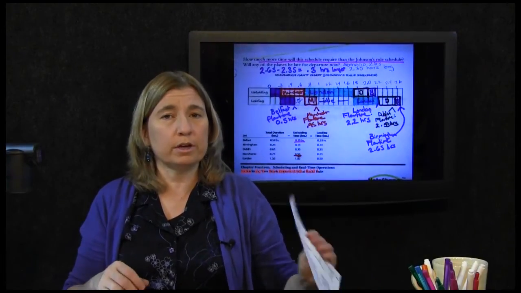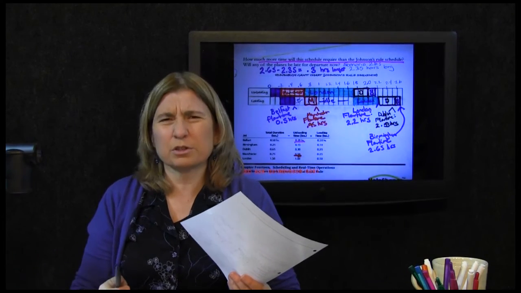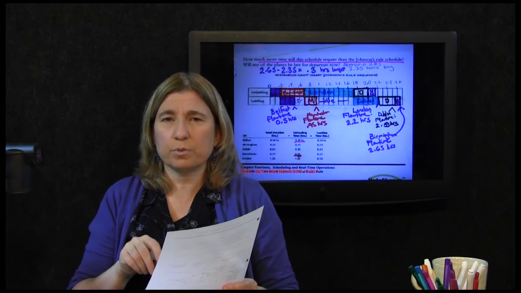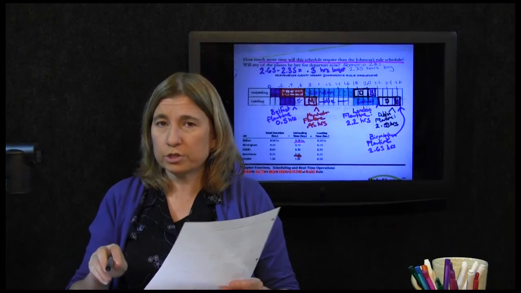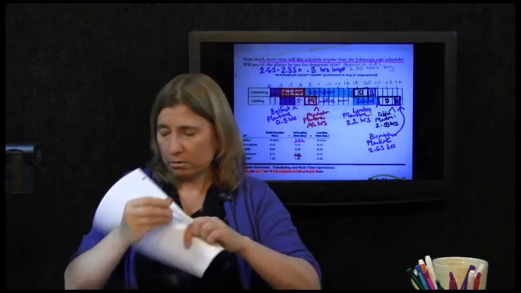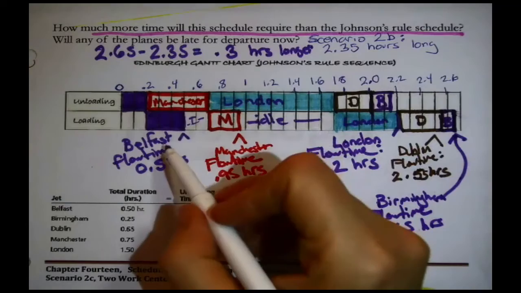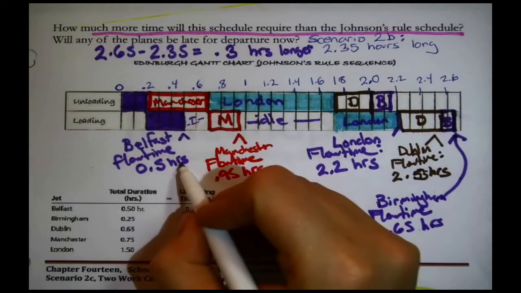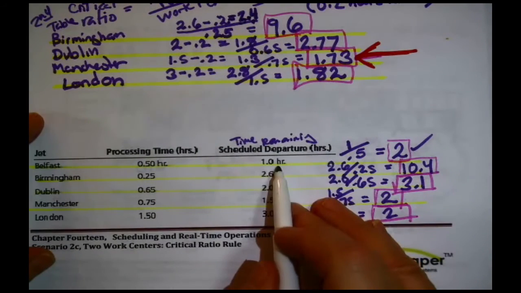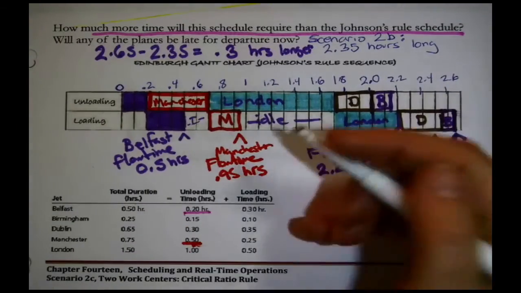Let's see. I've got to grab the page before, because I've got to go back to find out that information on when they were scheduled to depart. Because if I compare their due dates, so to speak, the scheduled departure, with their flow times, I can answer the question whether they are or are not late. So let's check if anybody's late. Belfast, the flow time is 0.5 hours. It'll be done in a half an hour. I'm checking the schedule. Belfast was scheduled to depart in 1 hour. The due date is larger than the flow time. It's not late.